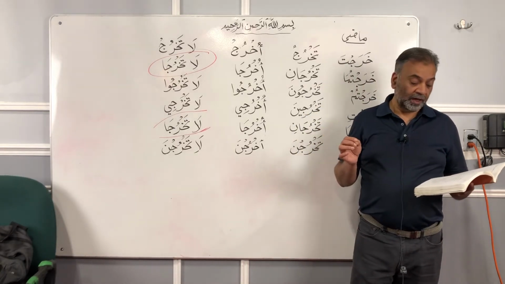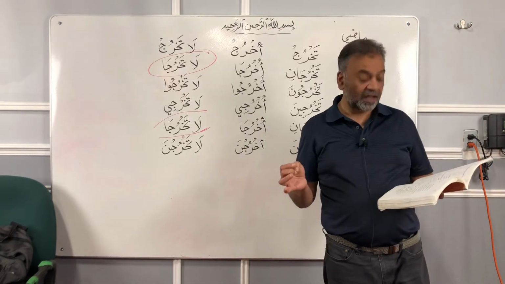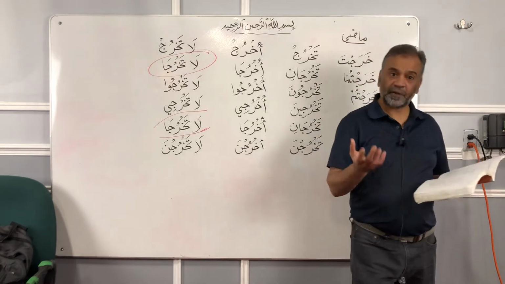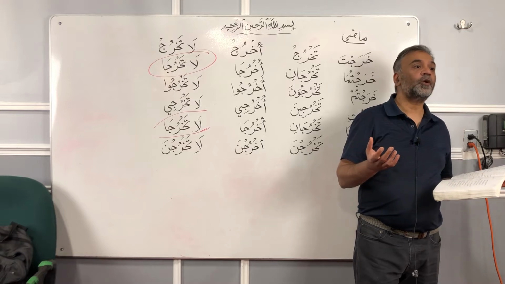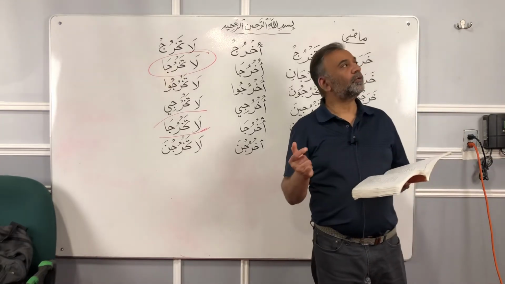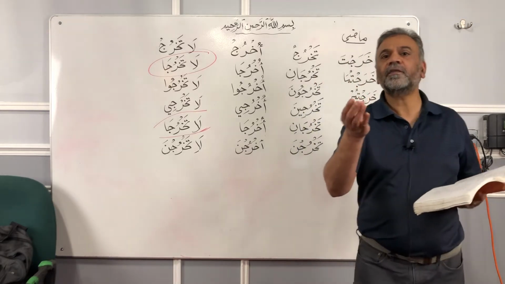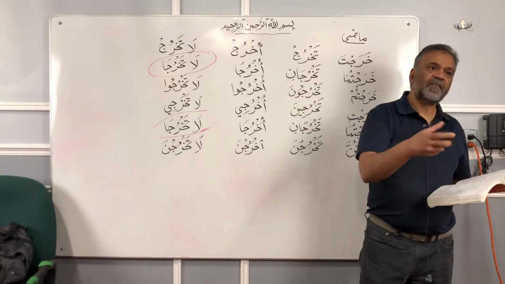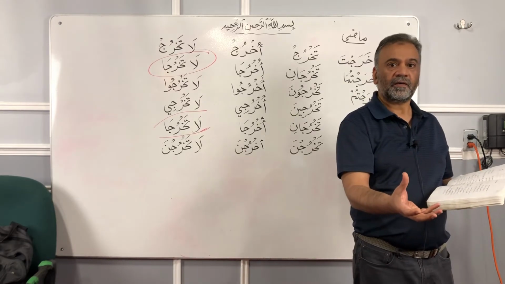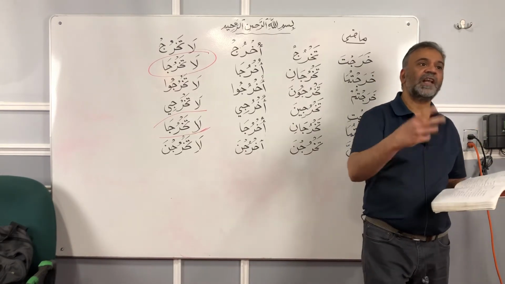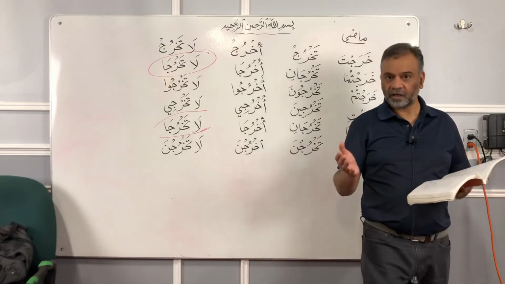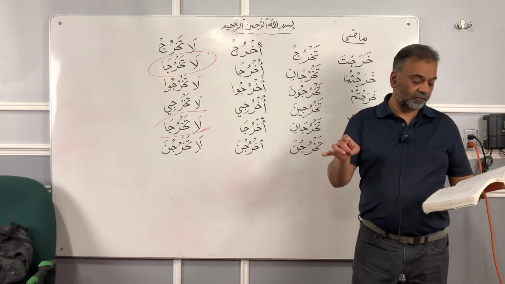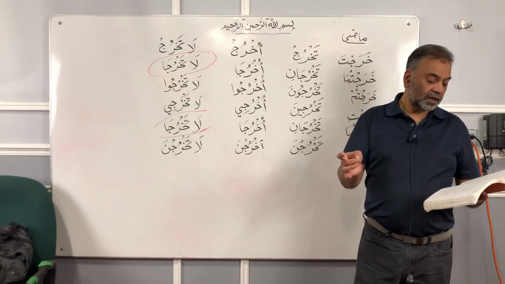Right. Number 10. Qala Ibrahimu alayhi salam li abihi, Ibrahim alayhi salam said to his father, ya abati. Now ya abati is a very respectful way of addressing your father. Similar to in Surah Luqman, ya bunayya. Bunayya is a son, but a very loving way of addressing your son. So abati, similar concept, very loving way of addressing your father. So dear father, oh my dear father, very respectfully.